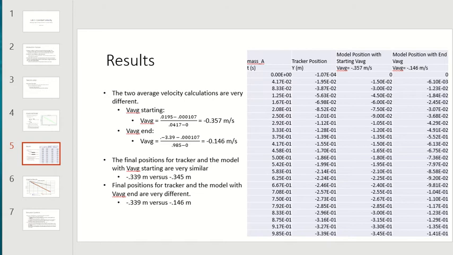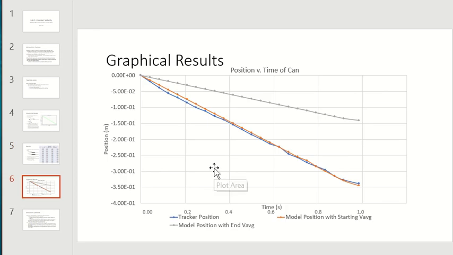From there, I organized the data at each time step into a table to be shown graphically for comparison. You can see between these two numbers that the final positions are drastically different between the two average velocity calculations, where the one using the initial positions was much closer to that of the Tracker results. From there, I was able to use this table to make a graphical representation of my results.